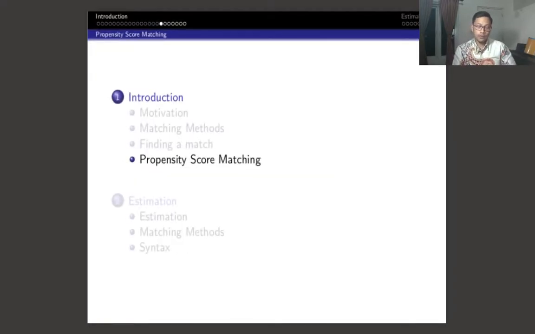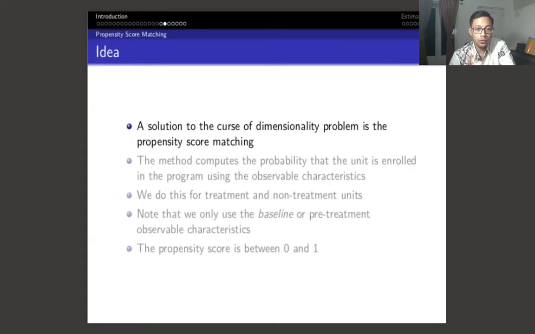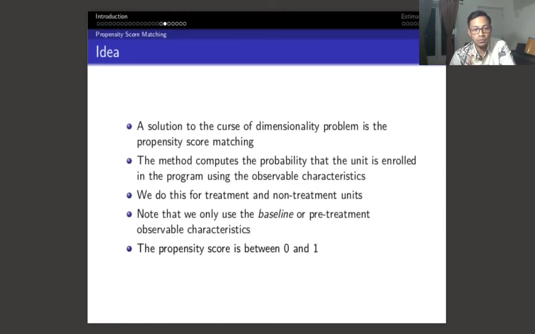And so, given the issue of the curse of dimensionality, the literature moves forward with the idea of why don't we create a propensity score, and so instead of just matching individuals based on some factor of observed variable, why don't we match individuals on the propensity score? So a solution to the curse of dimensionality problem is going to be the propensity score matching. So the method computes the probability that the unit is enrolled in the program using observable characteristics. Now we do this for treatment and non-treatment units. And so we are going to compute the propensity score for the treatment, and we're also going to compute the propensity score for the non-treatment units. Now, it's very important that we only use the baseline or the pre-treatment observable characteristics to calculate the propensity score. And the propensity score is always going to be between 0 and 1.